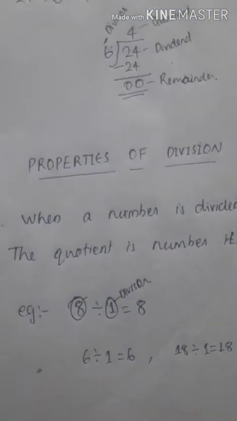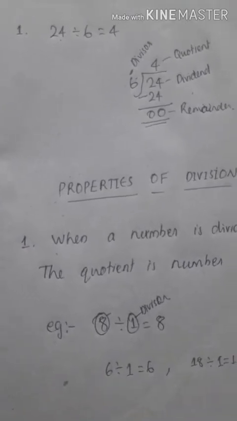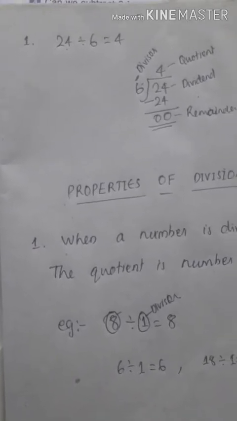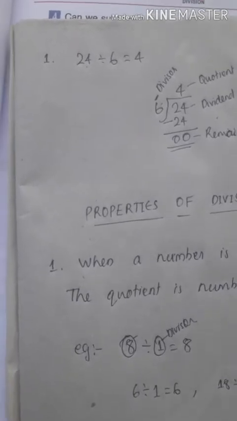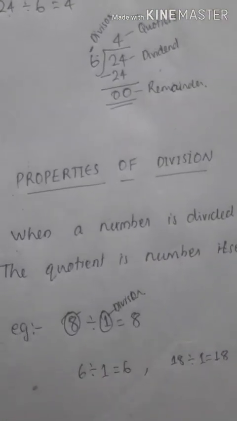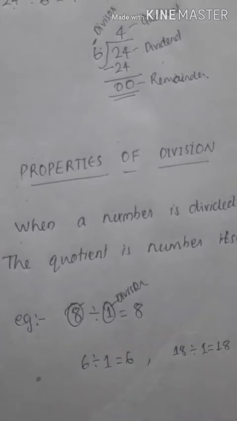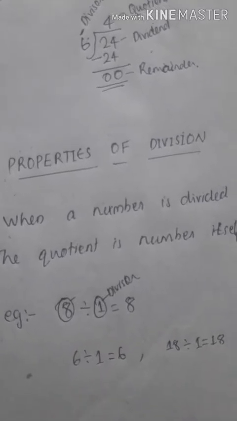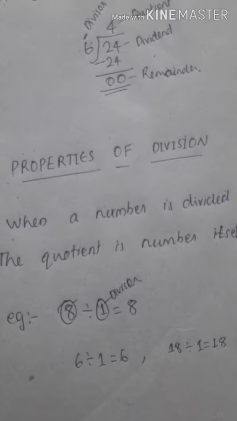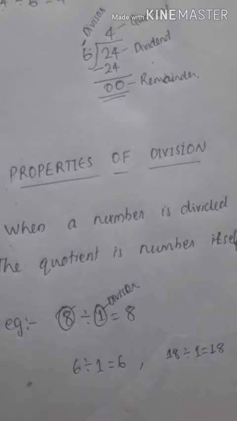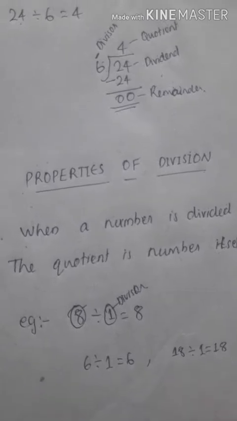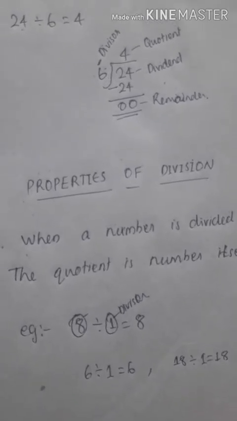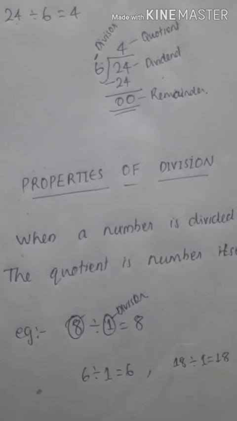Whatever number we have taken initially, the same number will be the quotient. Understood? This is an example. If you take 24 divided by 1, then the quotient will be 24. If you take 18 divided by 1, the quotient will be 18. If you take 9 divided by 1, the quotient will be 9. Understood?